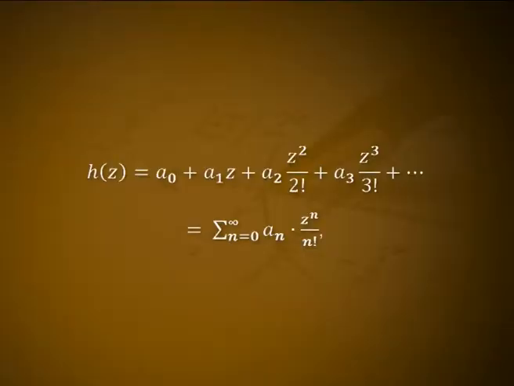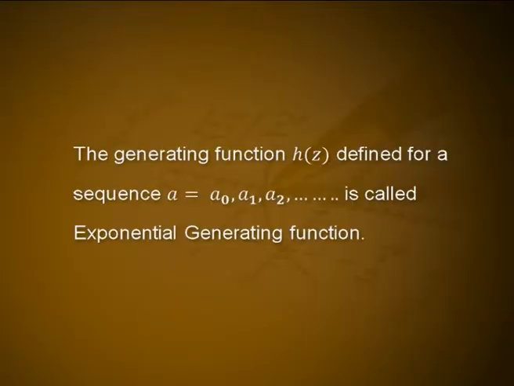Let H of z be a generating function for a sequence A as follows. H of z is equal to a0 plus a1 z plus a2 z square by 2 factorial plus a3 z cube by 3 factorial plus etc., which is equal to the summation n equal to 0 to infinity a n into z raised to n by n factorial. This series is exponential. The generating function H of z defined for a sequence A equal to a0, a1, a2, etc. is called exponential generating function.